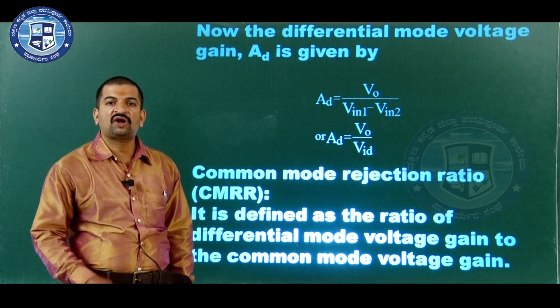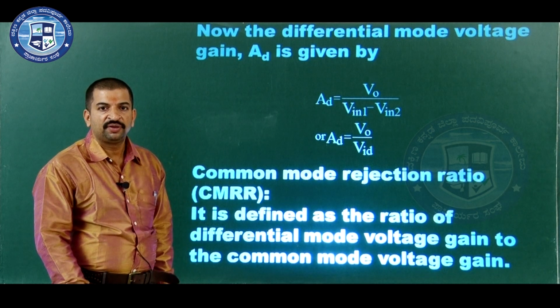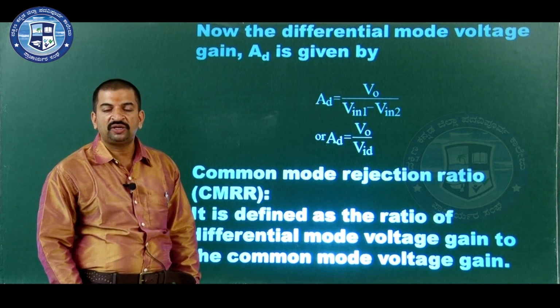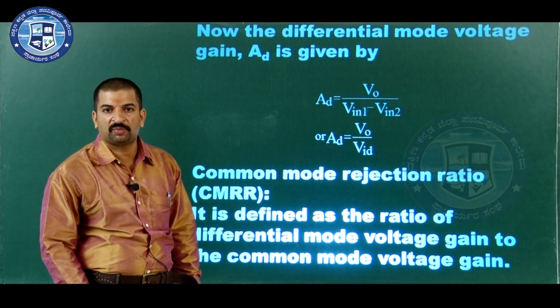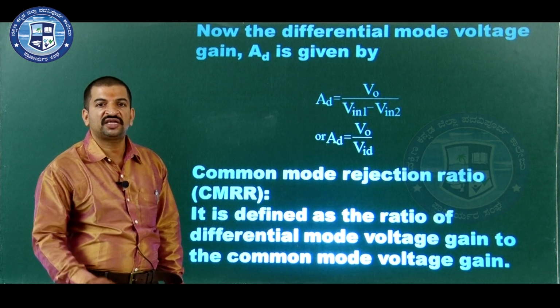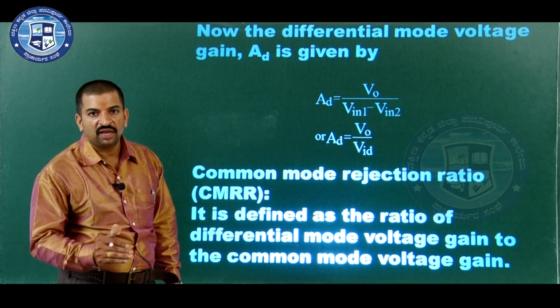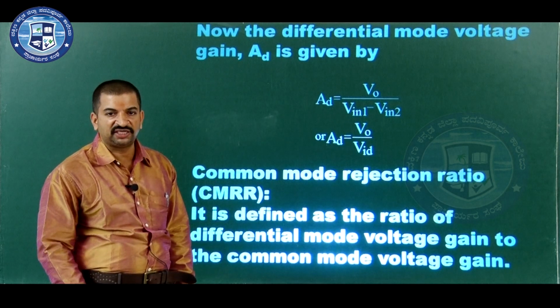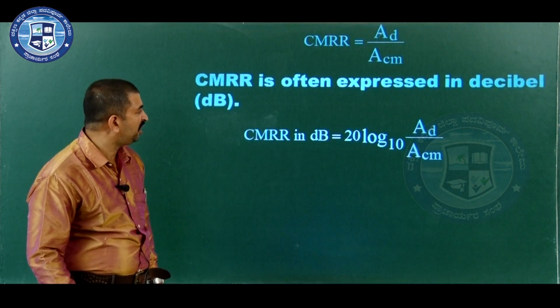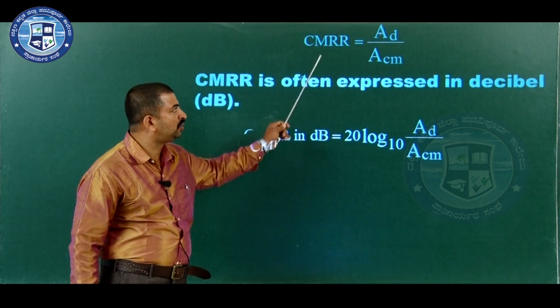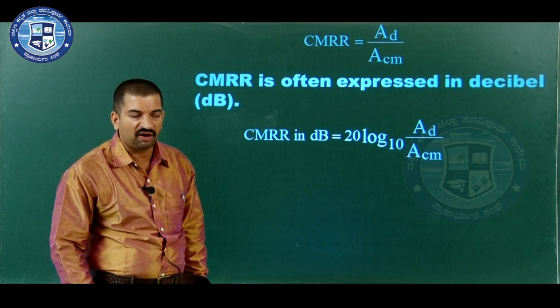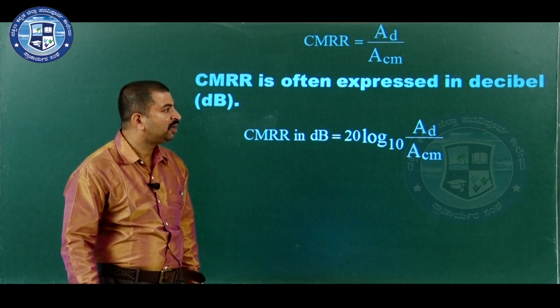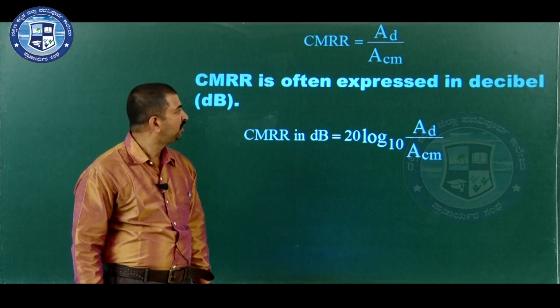So, now calculate common mode voltage gain. In order to calculate the common mode voltage gain, same input voltages are applied to both input terminals of the amplifier, and the resulting output voltage is determined. Now, voltage gain is nothing but ratio of output voltage to the input voltage, so that we can calculate ACM. So, now what is CMRR? CMRR equal to AD divided by ACM. It is defined as a ratio of differential mode gain to the common mode gain.